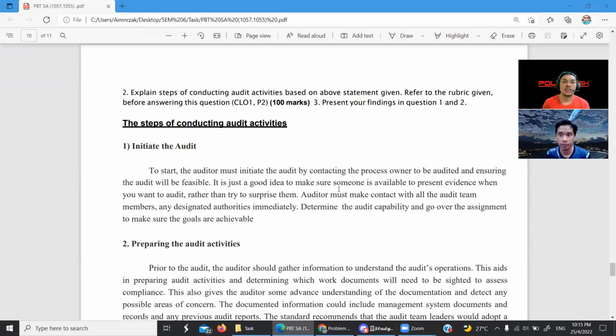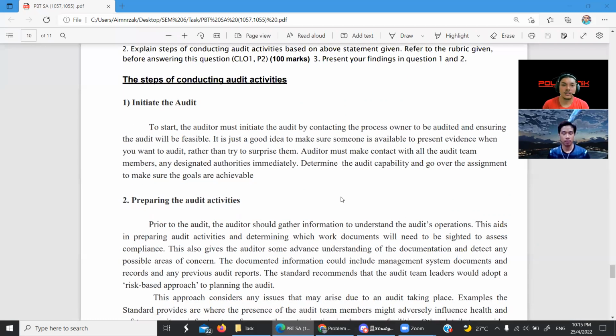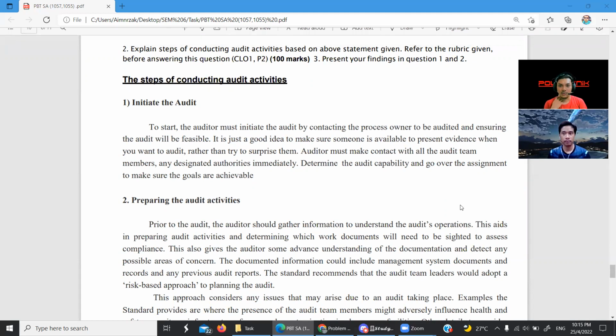So the first, initiate the audit. To start, the auditor must initiate the audit by contacting the process owner to be audited and ensuring the audit will be feasible. It's just a good idea to make sure someone is available to present evidence when you want to audit, rather than try to surprise them.